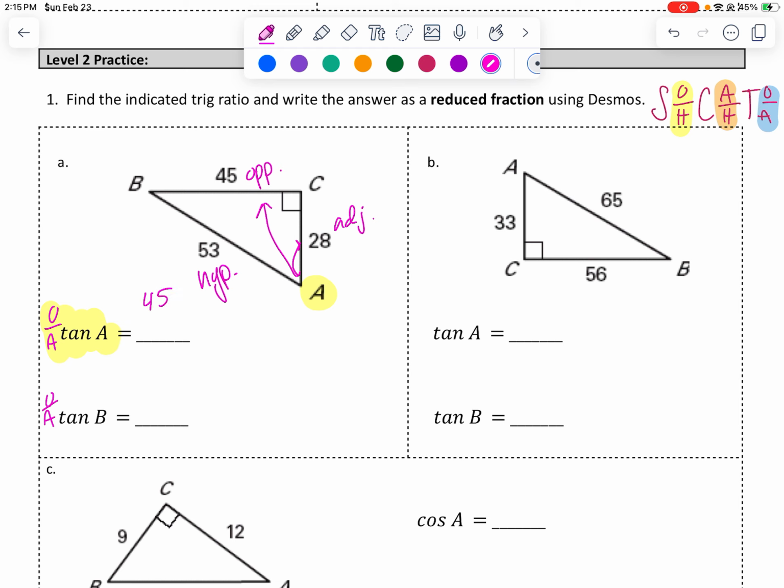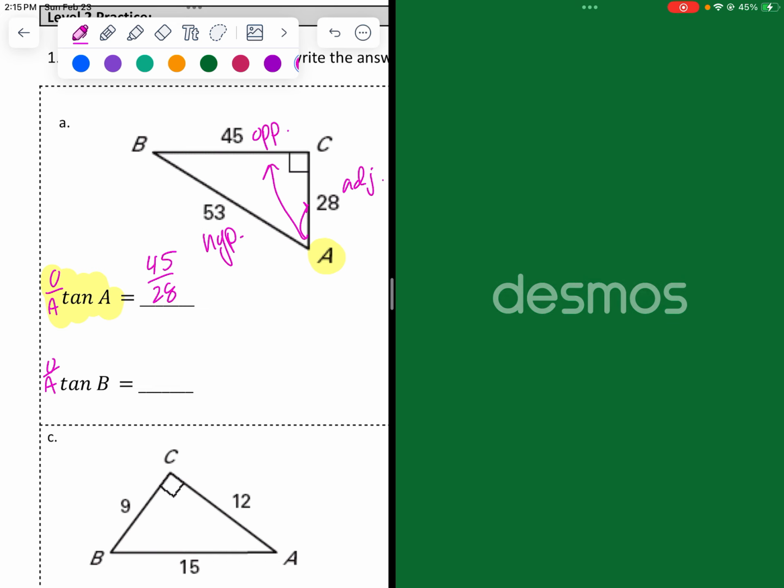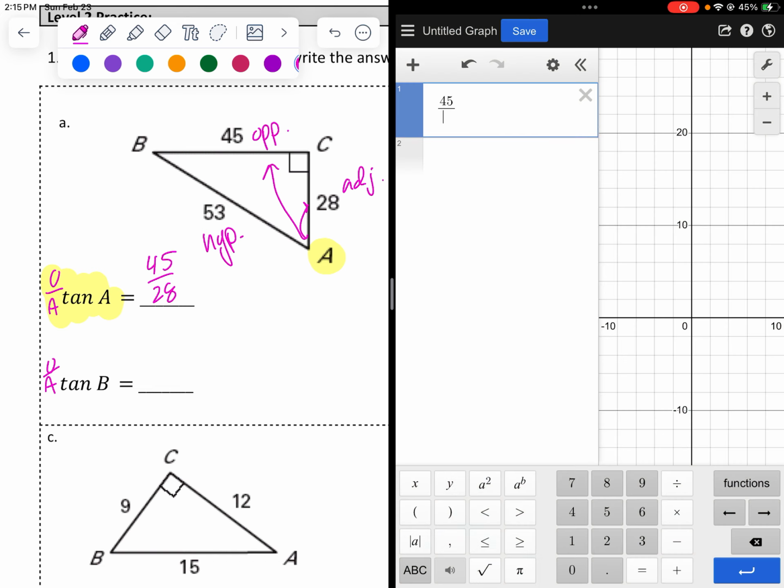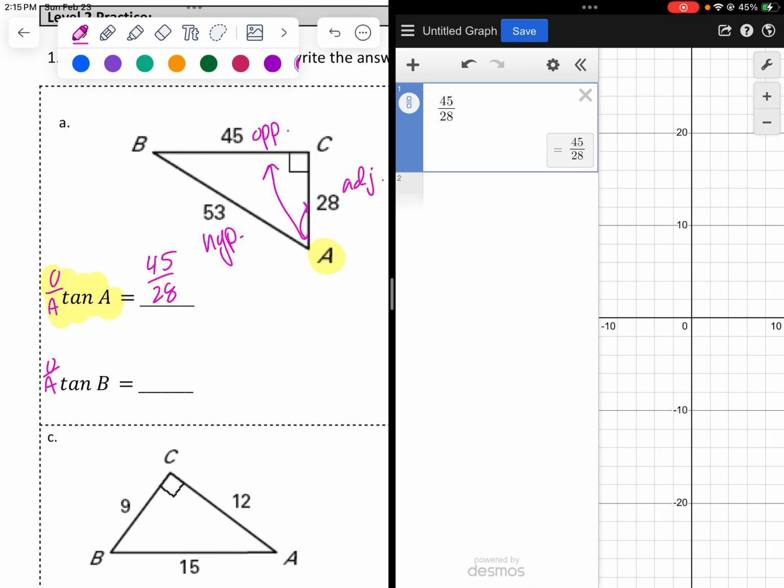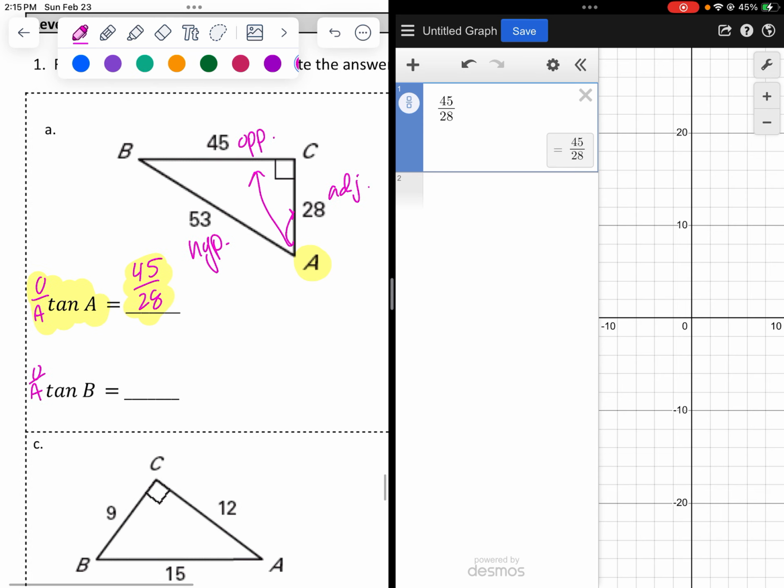Cool. So already if I'm looking at tangent of A, I'm doing the opposite over adjacent, so I have 45 all over 28. Okay, this is when I'm going to go ahead and switch to my calculator, so I really advise us to go ahead and use Desmos. And then I'm going to plug in 45 divided by 28. Now it gives me a decimal, but this little fraction symbol up there will go ahead and turn it into a fraction. So right away, I have 45 over 28. That means that our fraction does not reduce anymore, so it just leaves it at that.